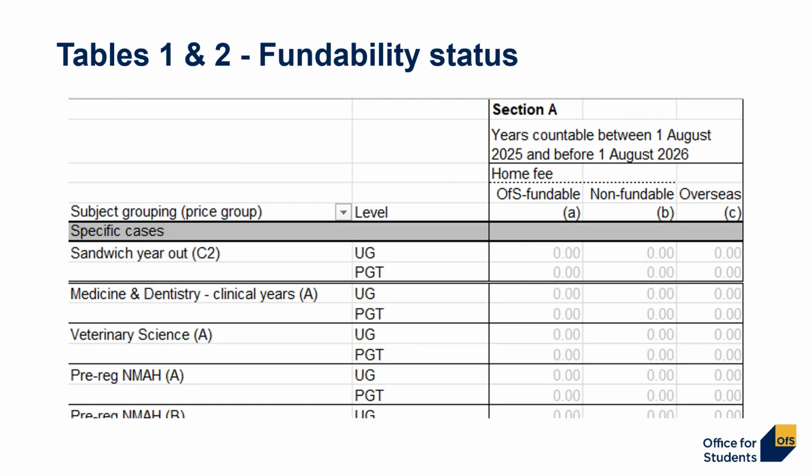Within each of the classifications we've described so far, we need to break the numbers down according to fundability status. So we'll focus on the headings in Section A. Section B isn't shown, but again, it's the same. First, you can see home fee. We'll discuss the definition of this later, but here you can see that it's subdivided between OFS fundable and non-fundable. The counterpart to home fee is overseas.